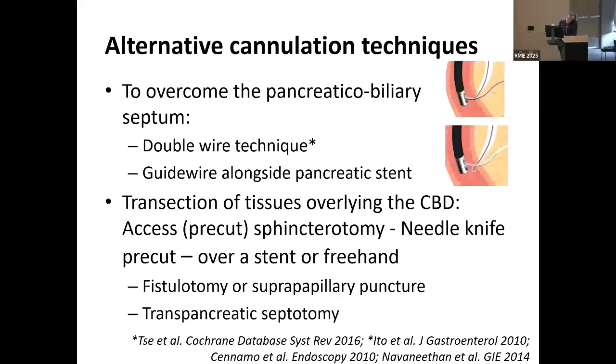Alternative cannulation techniques. To overcome the pancreatic biliary septum, you have the double wire technique. We've heard about it. We saw it. I'll show you a couple of videos. Guide wire alongside pancreatic stent is also an option, a variation thereof. And then transection of tissues overlying the CBD, which is a pre-cut sphincterotomy with needle knife, either over a stent or freehand. And we'll talk briefly about both the fistulotomy or suprapapillary puncture and the transpancreatic septotomy.